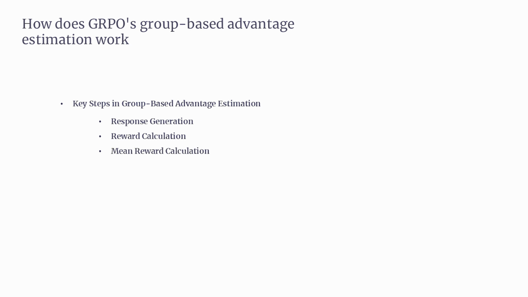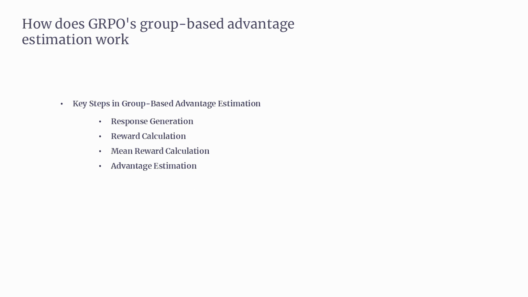3. Mean reward calculation. After scoring all the responses, GRPO calculates the mean reward of all the responses for a given prompt. This mean reward acts as the baseline when estimating advantages. The idea here is to compare individual responses against the group's performance. 4. Advantage estimation. For each response, advantage is determined by subtracting the mean reward from the reward of that individual response. To further stabilize the learning, this advantage is often normalized by dividing it by the standard deviation of the group's rewards. This helps in reducing variance in the advantage estimates, leading to more stable training.